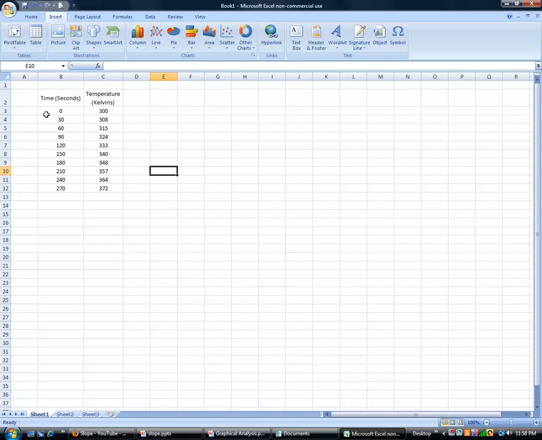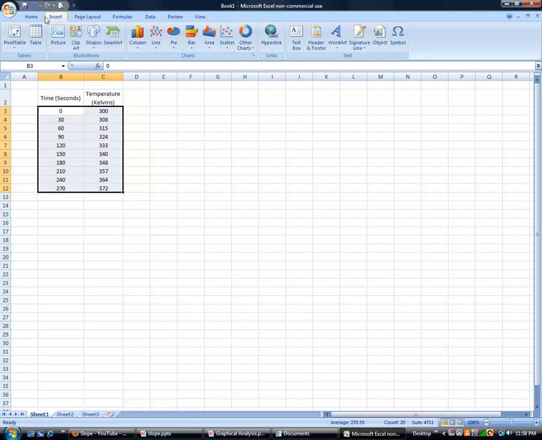Now, to make our graph, we are going to highlight both sets of data. You need to make sure your independent variable is on the left of the dependent variable. This is because the independent variable is going to get on the x-axis and the dependent will get on the y. So we'll highlight both of these.